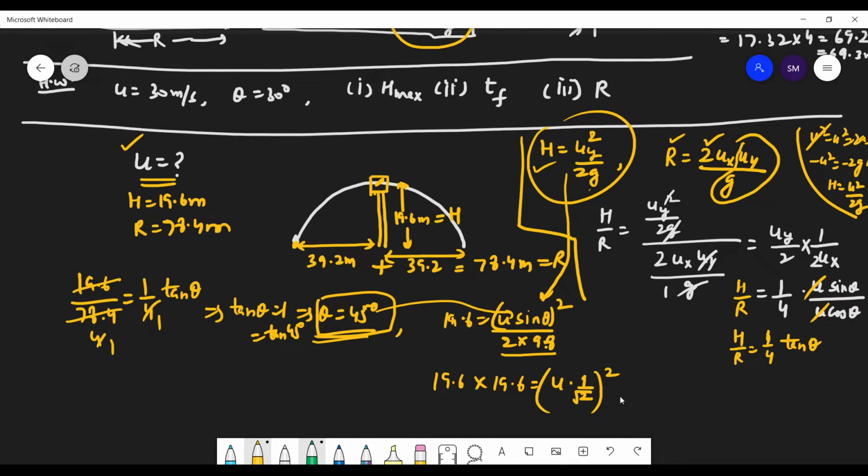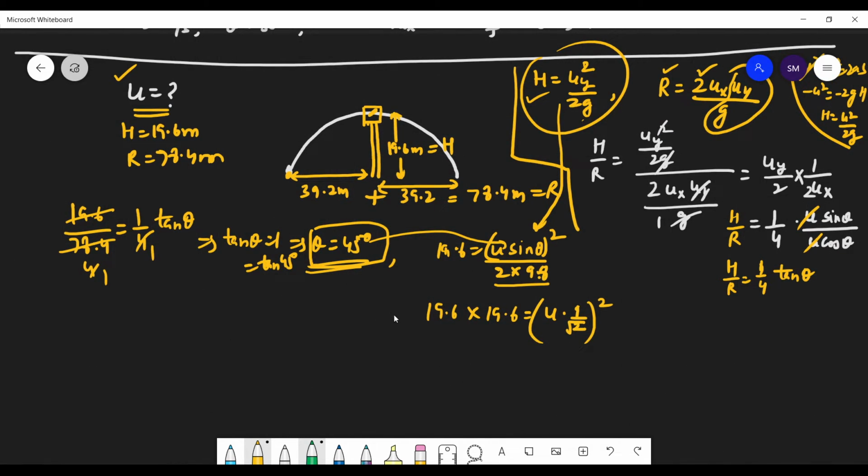So square rooting both sides. So square rooting both sides. So we are left with this. Okay. So u is equals to 19.6 root 2. This much meter per second.